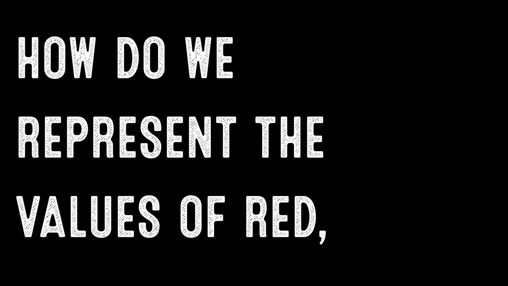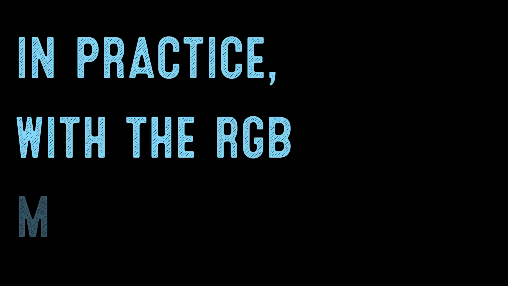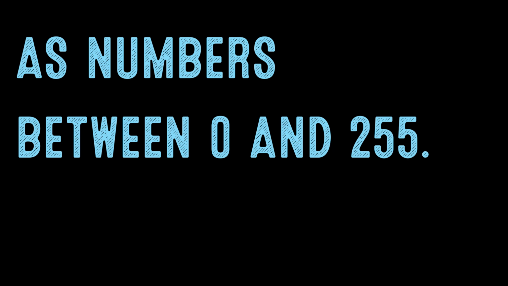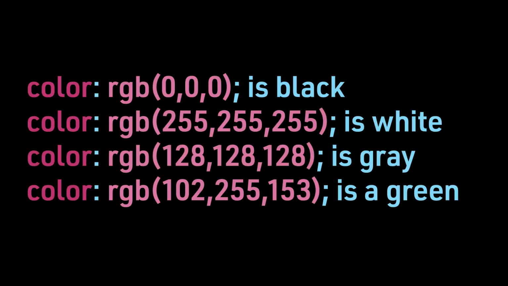How do we represent the values of red, green, and blue in the RGB model? In practice with the RGB model, the values of red, green, and blue are expressed as numbers between 0 and 255. So, RGB 0, 0, 0 is black, RGB 255, 255, 255 is white, RGB 128, 128, 128 is a gray, and RGB 102, 255, 153 is a green.